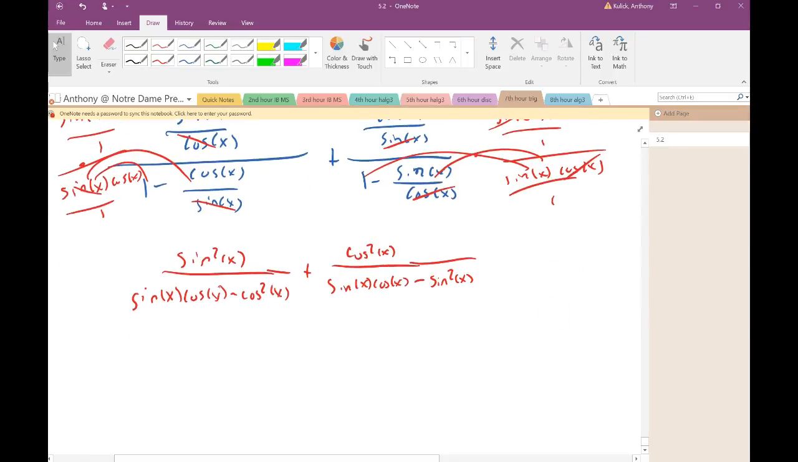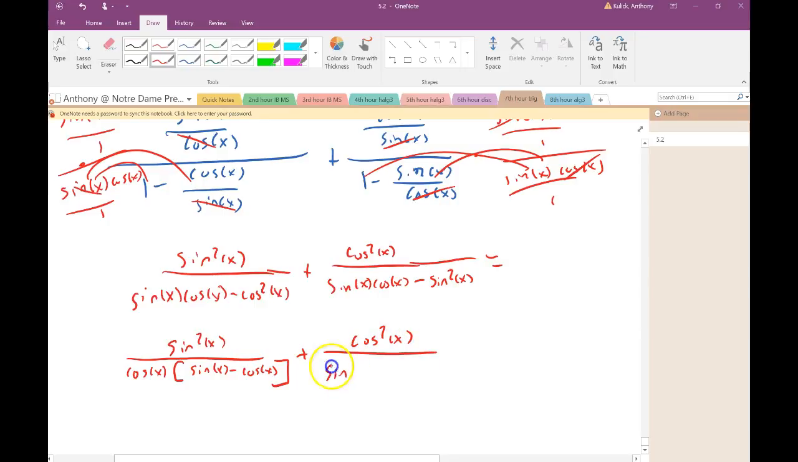Okay. So I guess in the denominator, I can factor off a cosine here. And on this one, I can factor off a sine x. Okay.